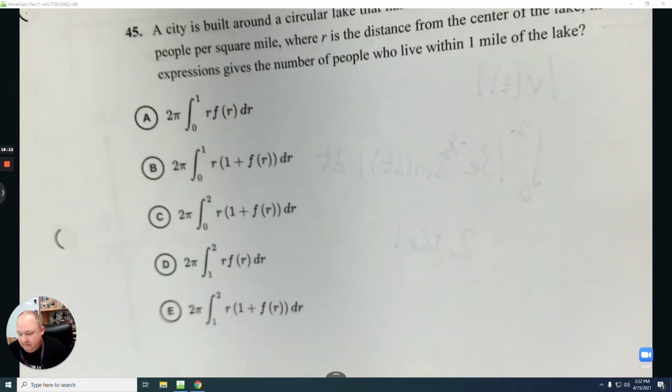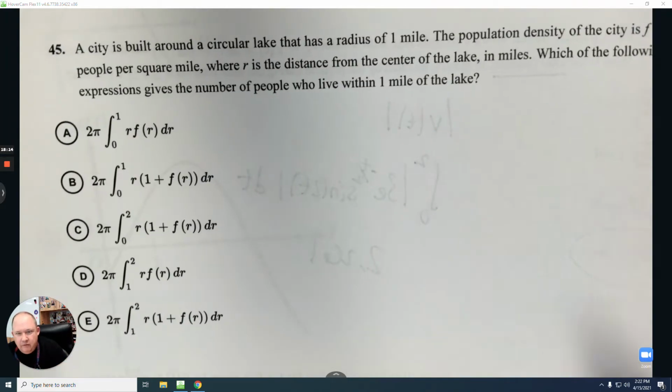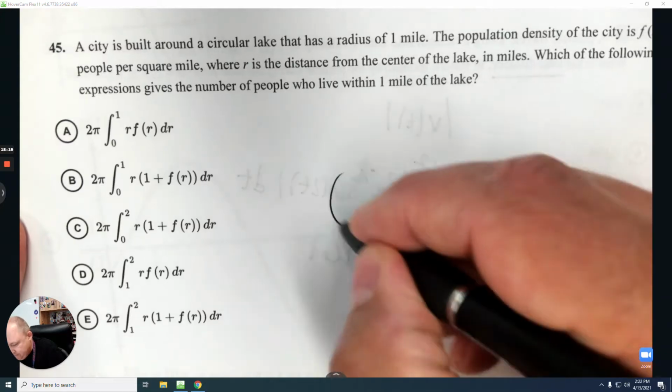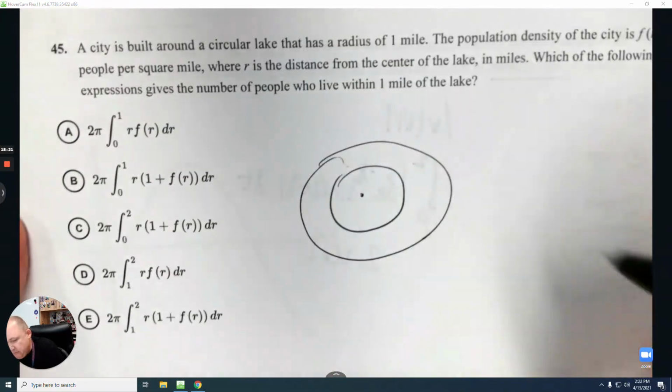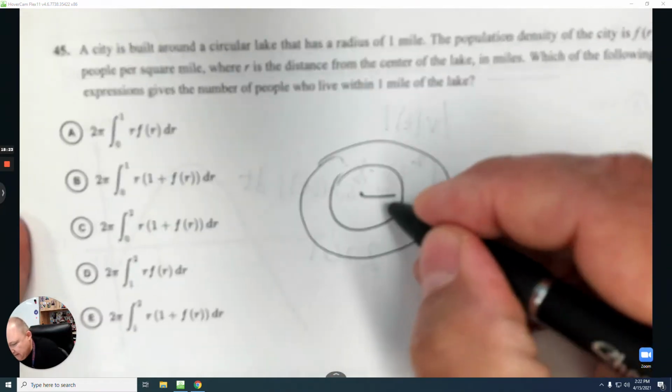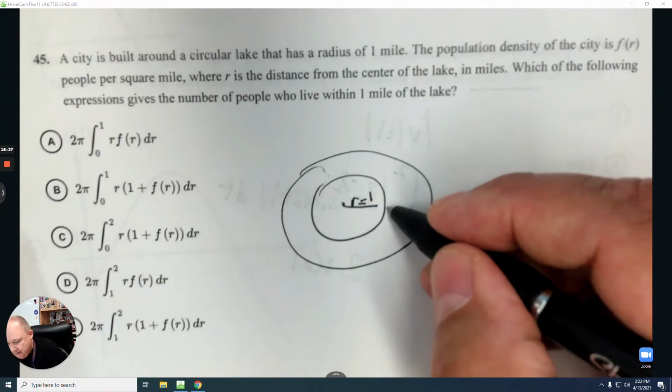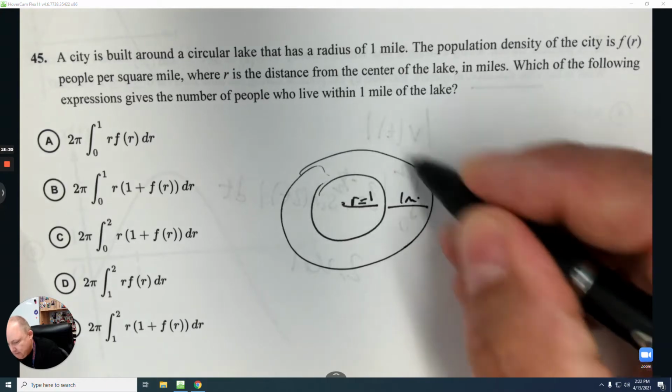Number 45. This one's a really challenging one, so I'm just going to directly tell you the answer. A city is built around a lake. So you have a lake, and then a city is built around that lake. The lake has a radius of 1 mile. And then it says that people live within a mile of the lake here, around the lake.